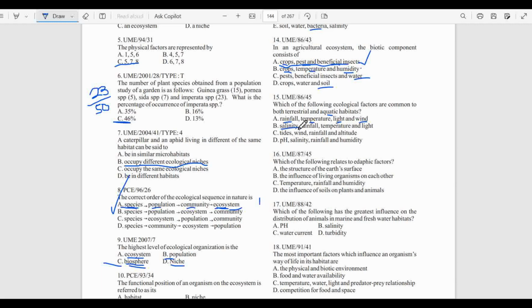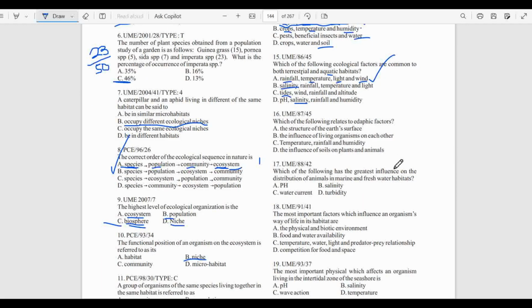Salinity. Salinity doesn't have anything to do with land. True or false? True. Now, what about tide? It doesn't have anything again to do with land. Tide is only aquatic. What about, okay, again, we have salinity here. This has nothing to do with land. So we go back to option A, rainfall, temperature, light, and wind. This is the right answer.